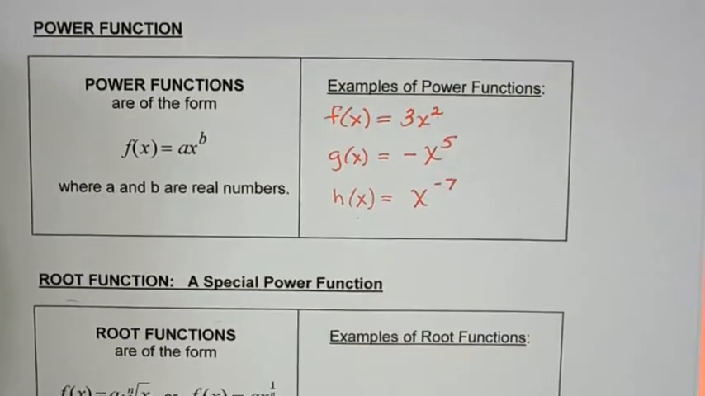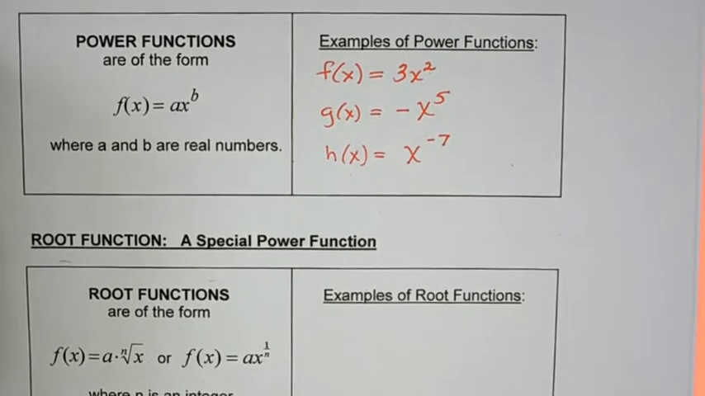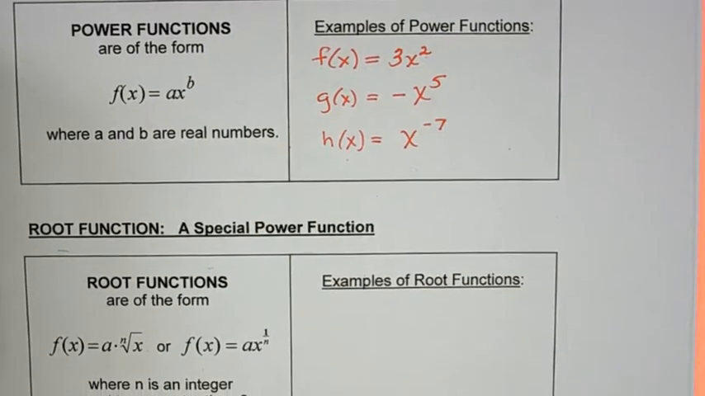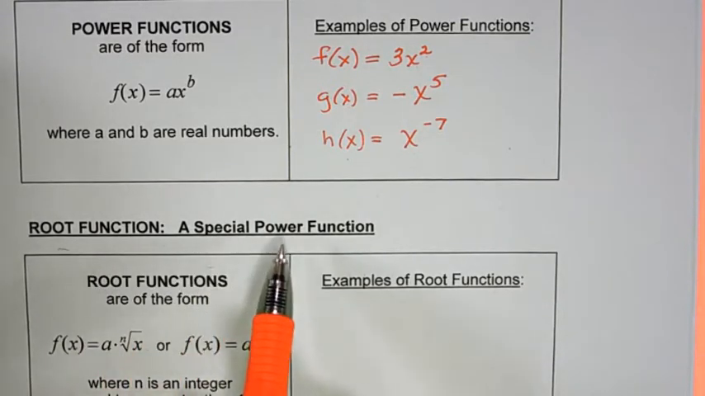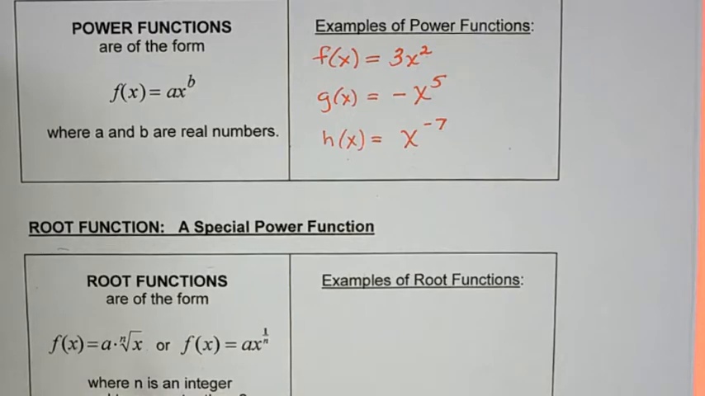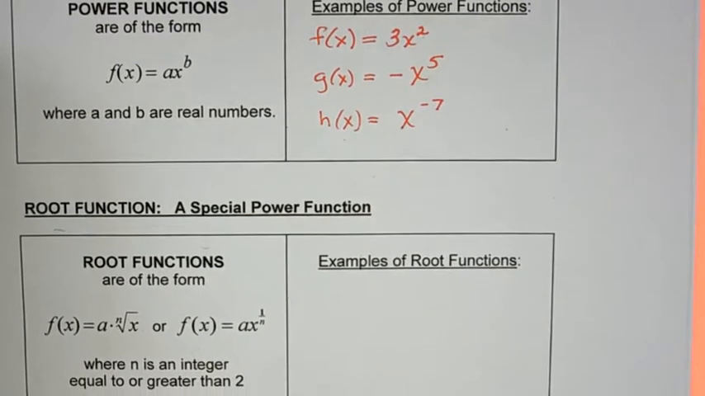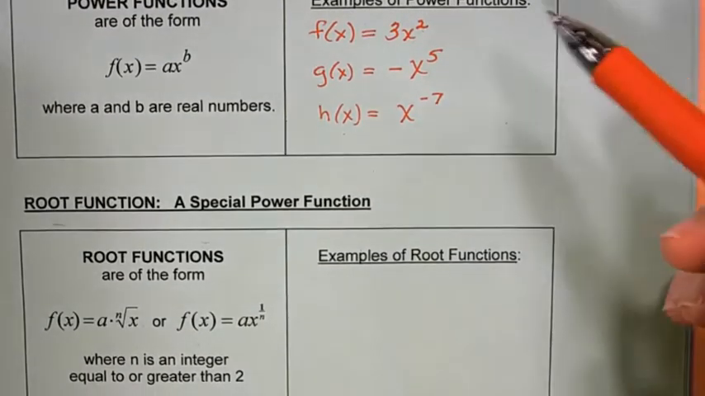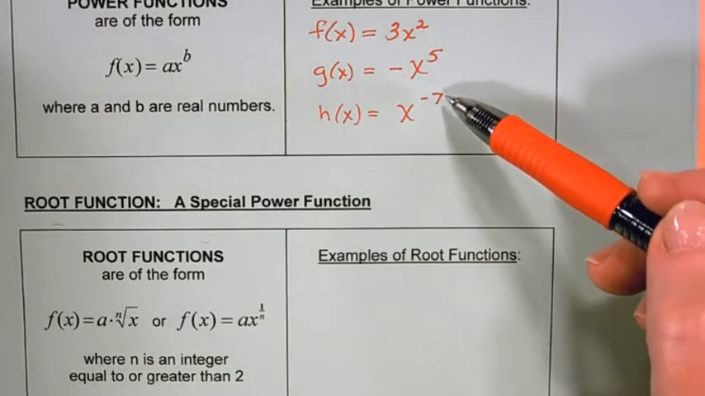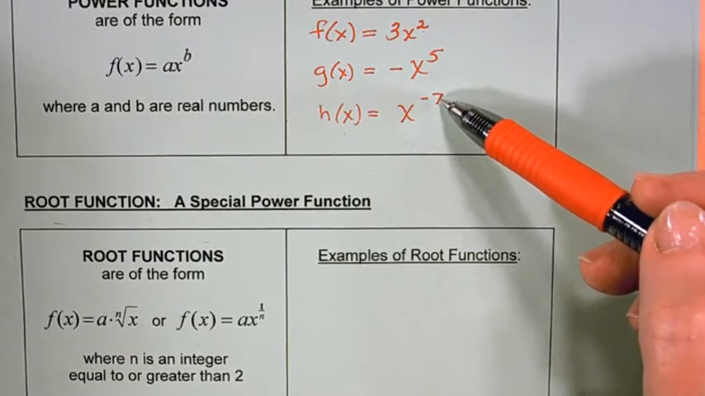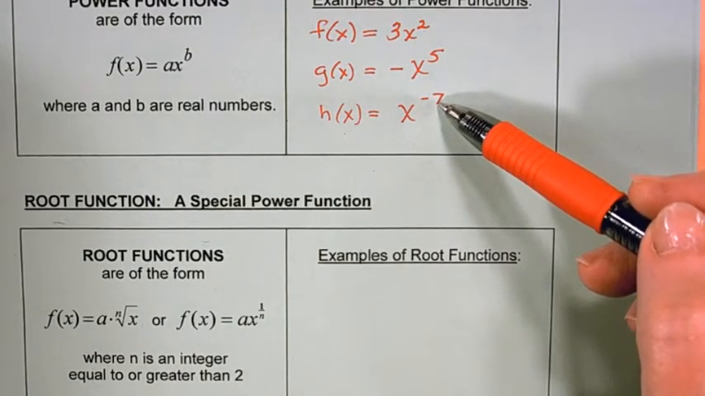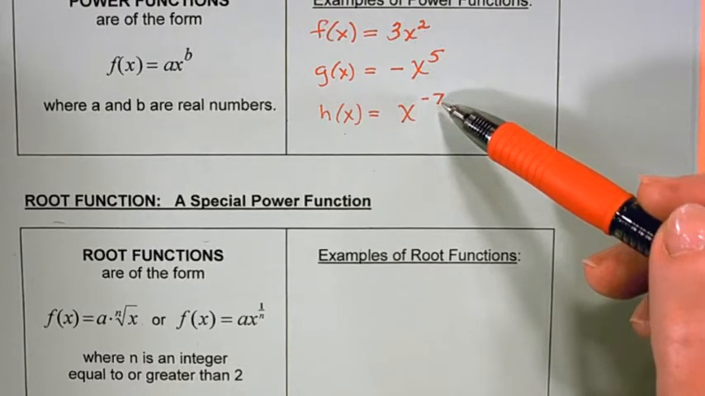Let's look at some special power functions that don't appear in the top table, and they're called root functions. They're special power functions. They're in the same category. Notice that in the examples I gave you, some of the exponents were positive, some were negative, but all of them were numbers that were not fractions. Now let's look at a power function that is actually going to have an exponent that's a fraction.